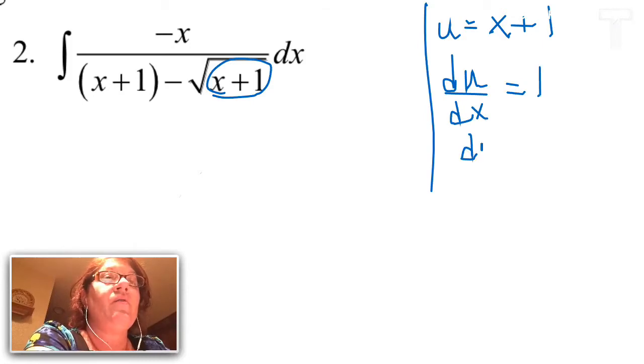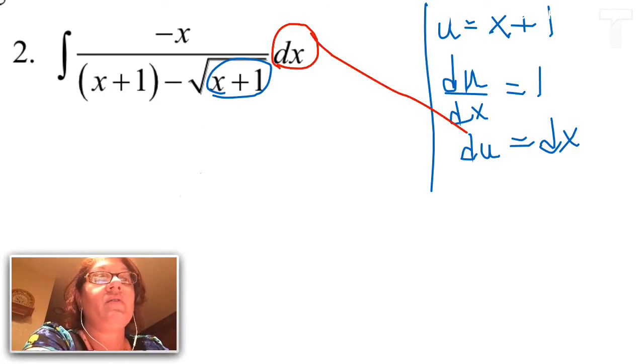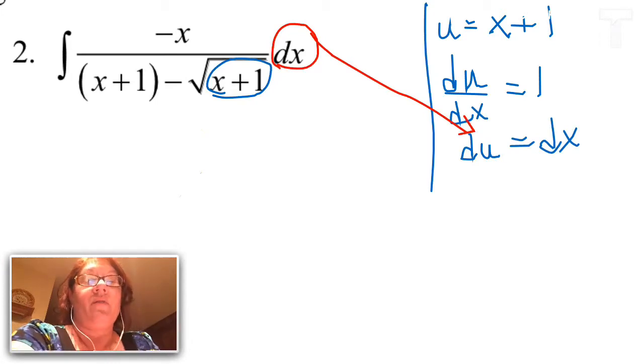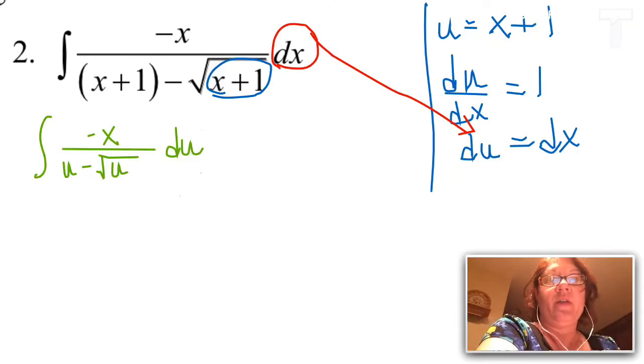And if I get du by itself, it'll equal dx. Hey, I have a dx. Looks like he's going to get replaced. So now it's going to look like, so far, this.